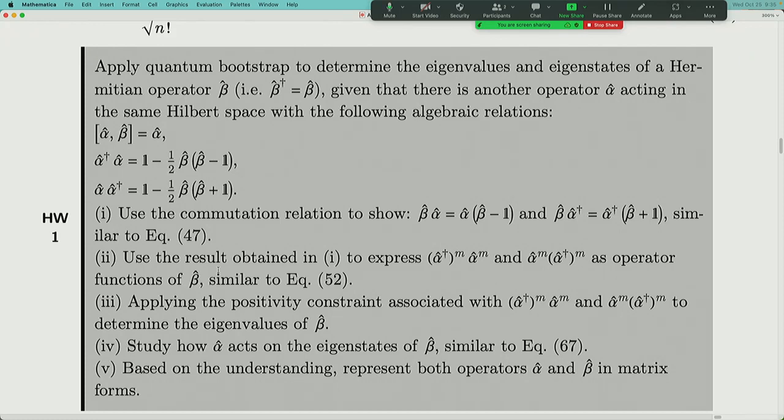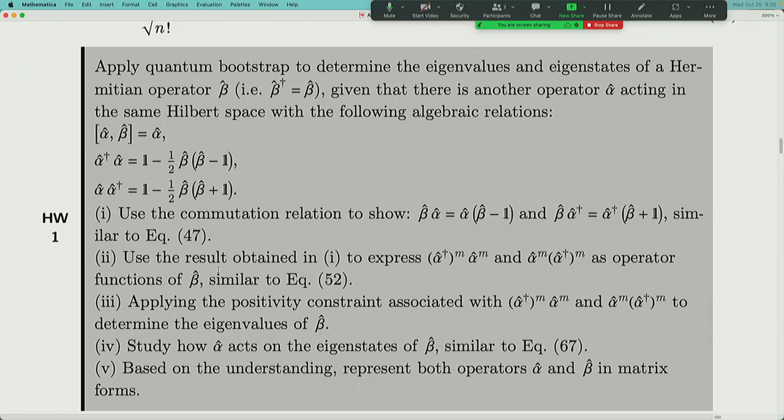So you just need to follow all these steps, and then eventually I think we can reach wonderful solutions. You can show that you can actually find all the eigenvalues for this beta operator. The first step is to try to prove some of these commutation relations, and then you will be able to use them and also do this exercise: try to calculate a dagger to the mth power and a to the mth power. You already know that when m equals 1, this is the starting point.